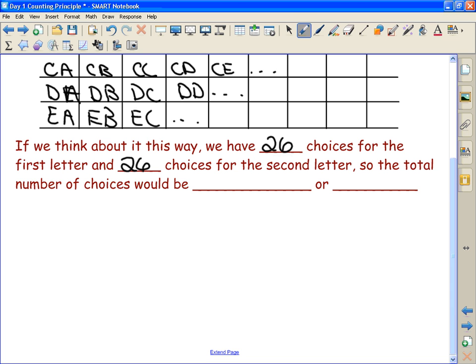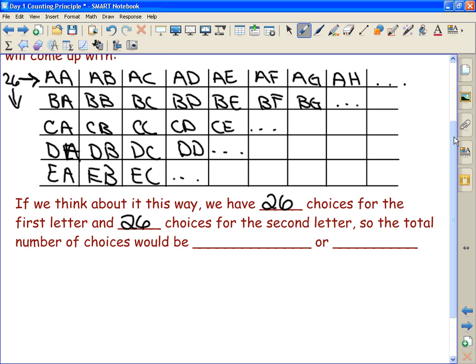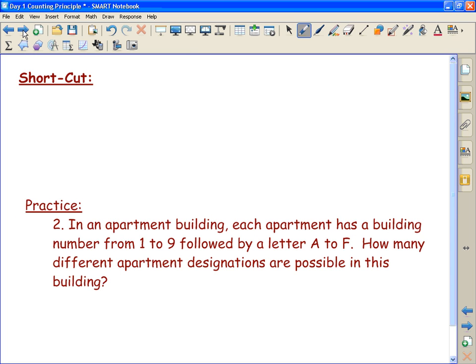To find out how many that would be, we can look at this kind of like a multiplication table. If there were 5 going across the top and 4 going down the side, that would be 5 times 4, so there would be 20 boxes to fill in. Here we have 26 going across the top and 26 going down the side, so that's 26 times 26, or 26 squared. And if we use our calculator, we get 676 total acronyms. Okay, so that's our first example.